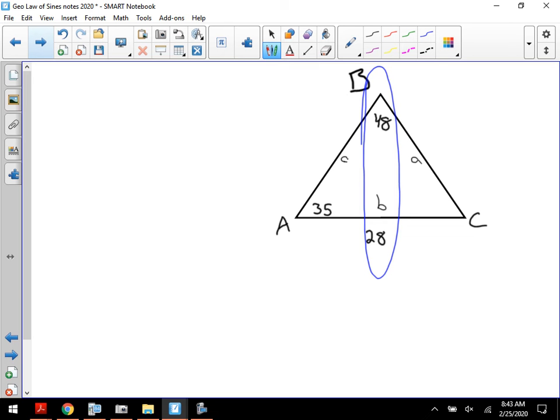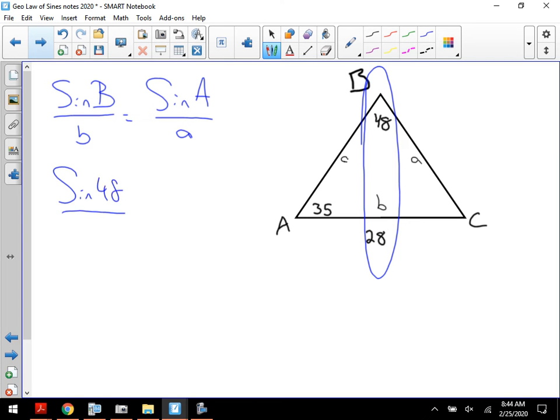So here's what happens. We know angle B, side b. We know angle A. We need to find side a. You okay with that? So basically I'm going to use this setup. The sine of angle B, I'm going to write it out long form first, is to little b, as the sine of angle A is to little a. And then I'm going to fill in the blanks. So, in this case, what's angle B? What's little b? 28. So I'm just writing that in. Sine 48 is to 28 as sine 35 is to little a.